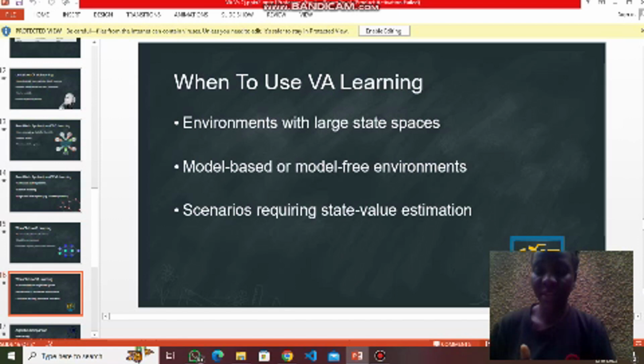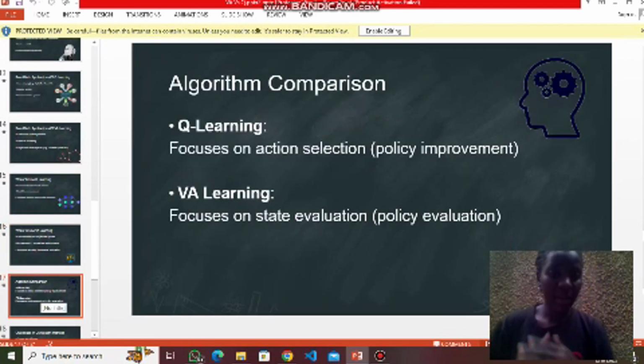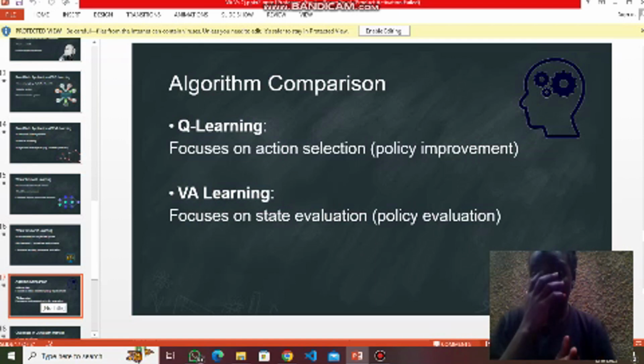Let me give an example of traffic. In traffic management, a model goes ahead to detect whether the traffic is congested or whether the flow is really smooth, like there is no traffic. Yeah, so to continue on the algorithm comparison, to compare the algorithms of Q-learning and V-learning.